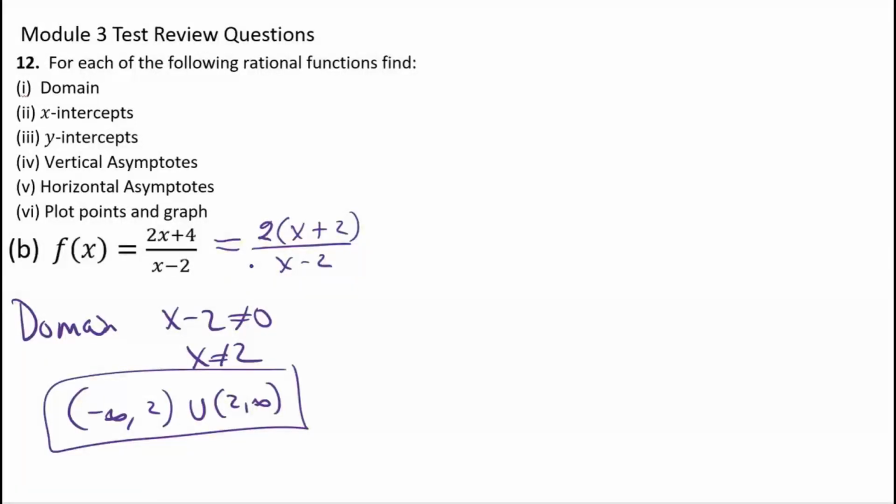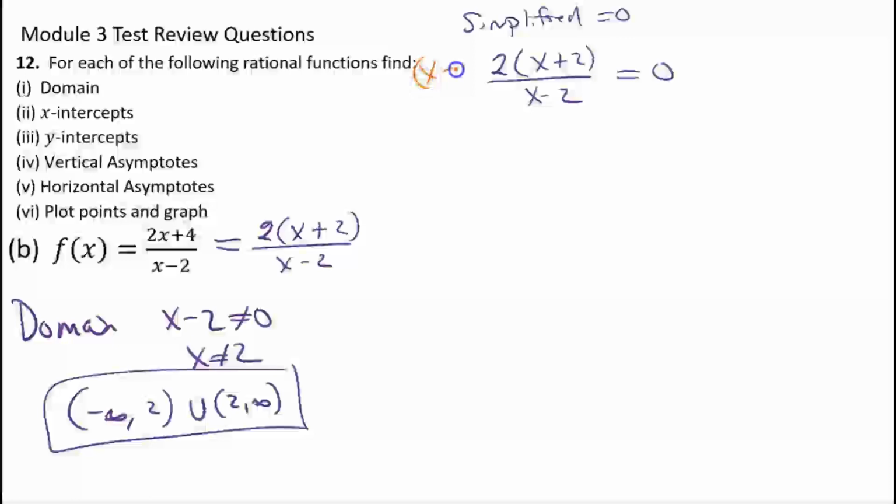All right, next we're supposed to find the x-intercepts. So for x-intercepts, you set the entire function, either the original or the factored one, equal to 0. If it's simplified, you would use the simplified. Again, this did not simplify, so I don't do that. So it equals 0 means 2 times x plus 2 over x minus 2 equals 0. Or you could go with 2x plus 4 over x minus 2 equals 0, because one's not simpler. It did not simplify.